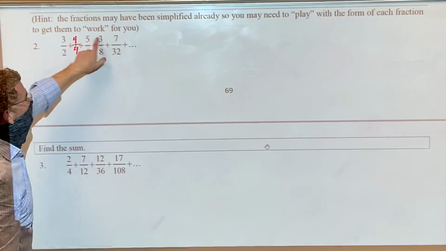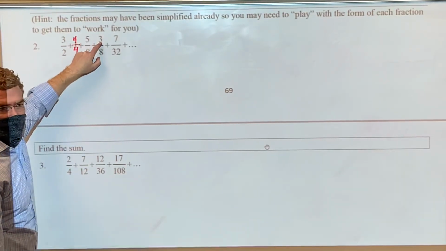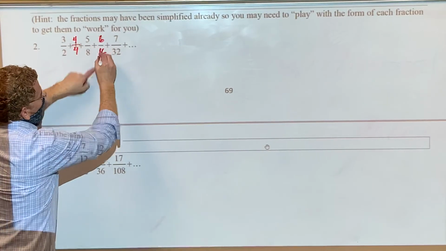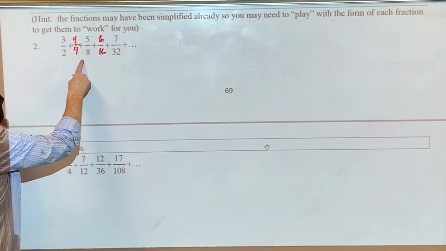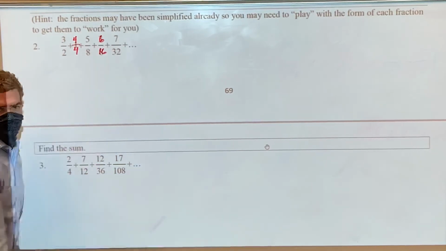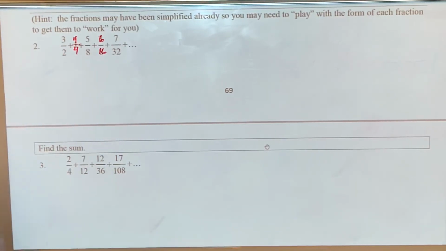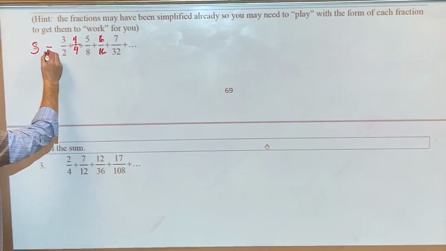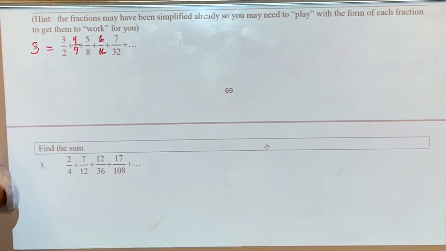And if that's a 5 and a 7, this would have to be a 6. And I could change that to 6/16. And now look at the bottom. Times 2, times 2, times 2, times 2. So it turns out this was one of those arithmetics over geometrics that are infinite. So I can add them. So I name it S. And what would be the first thing I do?